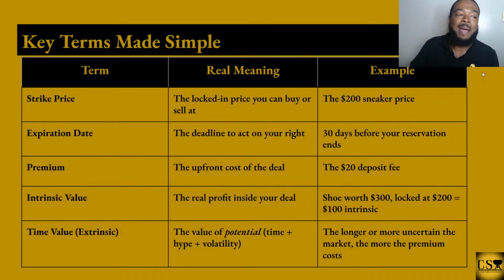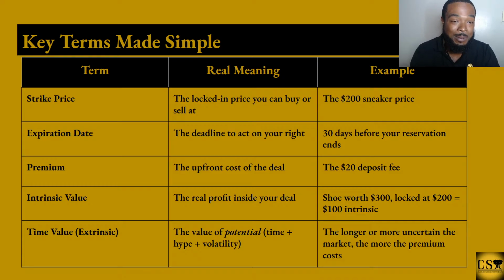Some key terms for option trading. You have strike price. The strike price is the locked-in price you can buy or sell at. So think about the sneakers, the $200 price that you locked in the sneakers at. That is your strike price. Expiration date. The expiration date is the deadline you have to act on. So we had 30 days to act on those sneakers. So 30 days before your reservation rights end. So you have to act on that $200 sneaker price within that time frame or sell it for more within that time frame. The premium is the upfront cost of the deal. The $20 deposit fee was your upfront cost.